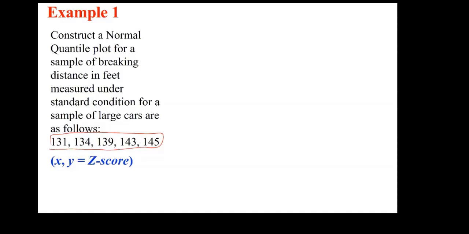What is the y value? You have to calculate their z-scores. How do you calculate the z-score? (x minus mu) over sigma, or (x minus x bar) over s. So for those values, you have to calculate the x bar. That means add them up, divide by the size. You have to calculate the s, the square root of the summation of (x minus x bar) quantity squared over n minus 1. And for each value, you calculate the z-score.